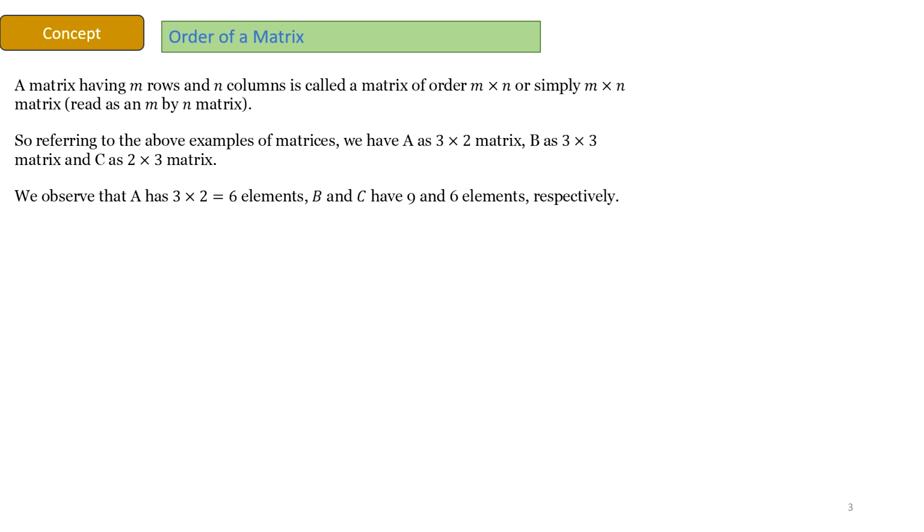Concept: order of a matrix. A matrix having m rows and n columns is called a matrix of order m by n. Referring to the examples in the previous slide, A is a 3 by 2 matrix. B is a 3 by 3 matrix. A has 6 elements, whereas B has 9 elements.